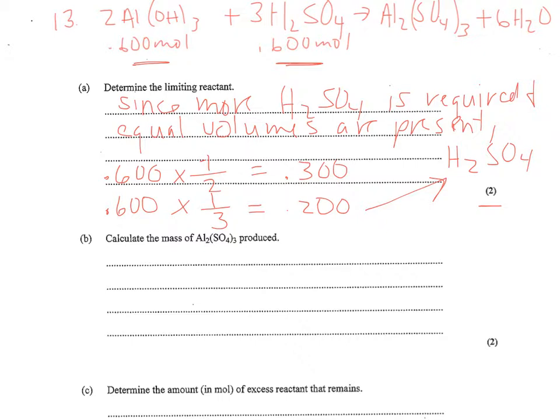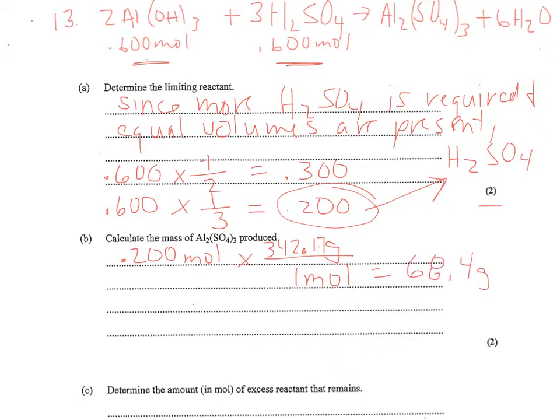So calculate the mass of Al2SO4 produced. Since I've already determined that I'm limited to 0.200 moles of Al2SO4, I could simply multiply that by the molar mass of Al2SO4, which I calculated to be 342.17. So that gives me a mass of 68.4 grams.